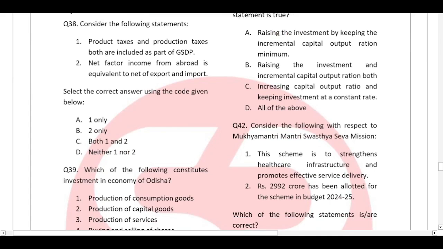Next, coming to question number 38. This is a conceptual question, finally. Consider the following statements. Product taxes and production taxes both are included as a part of GSDP. Net factor income from abroad is equivalent to net of export and import. Product taxes are those taxes on a particular product, say the tax of GST imposed on the production of a particular good.